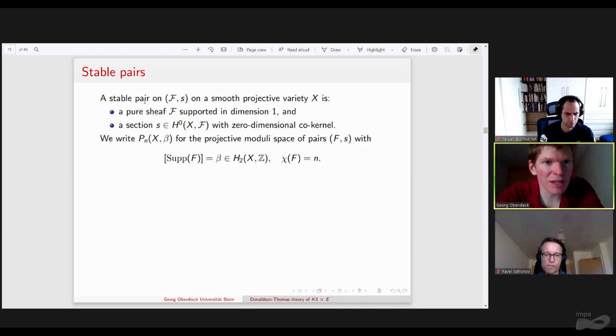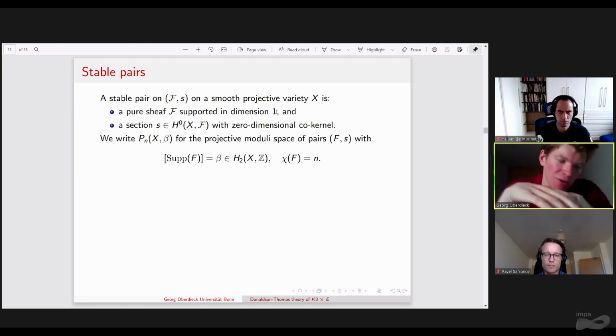A stable pair on a smooth projective variety is a pair of a sheaf together with a section. Here F is a pure sheaf on this X, supported in dimension 1. The thing you should think about is somehow a smooth curve in your X, where you take a line bundle on this curve and push it forward to X. Together you also have the section with 0-dimensional cokernel. So this moduli space P_n(X, beta) parameterizes the data of a curve, a line bundle, and some points on this curve.